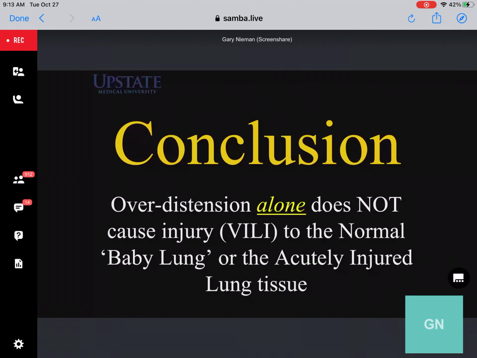So we conclude from this study that over-distension alone does not cause VILI in either the normal baby lung tissue or the acutely injured tissue. It surely does, we believe, exacerbate injury if you also have a high dynamic strain.